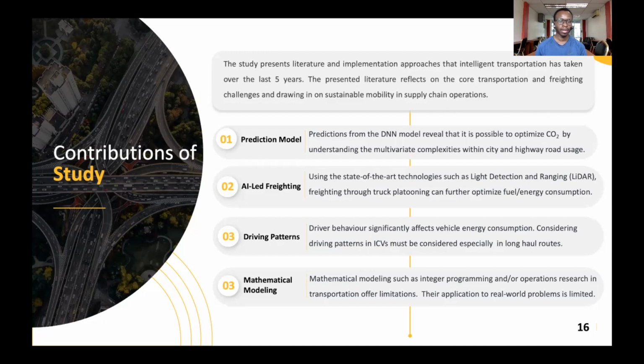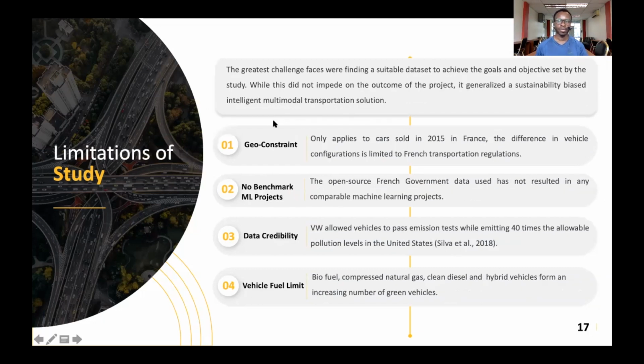So another aspect is mathematical modeling, such as integer programming and or operations research, offer limited solutions that are not quite applicable in real world problems, especially looking at the complexities that were earlier alluded to. Okay, so now we look at the limitations of this study.